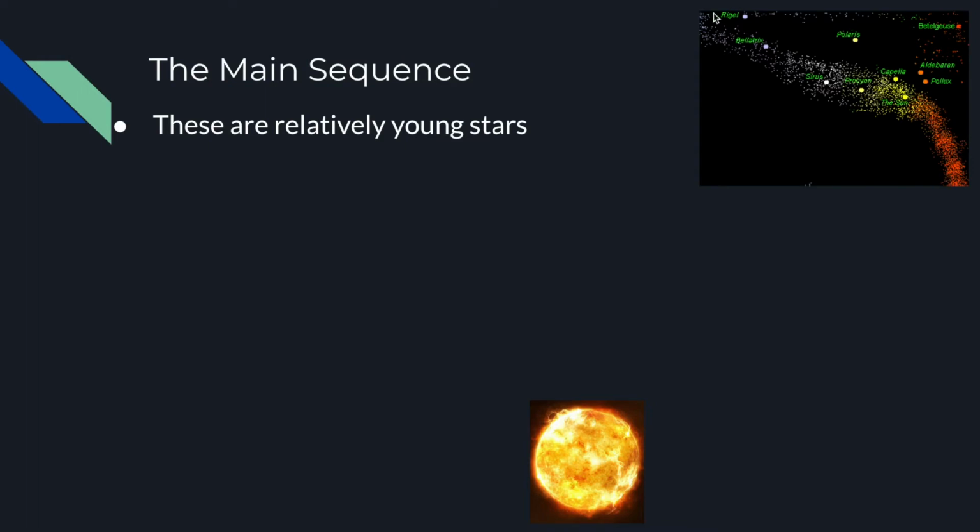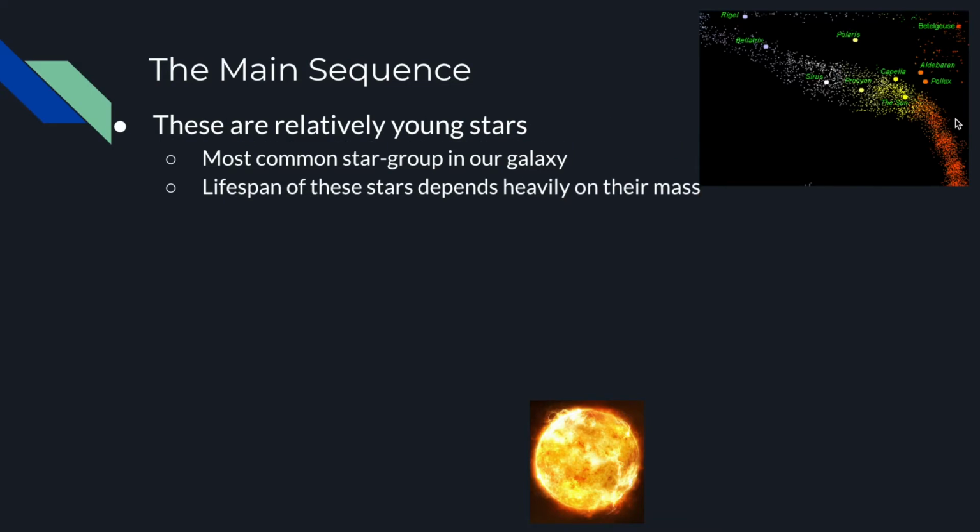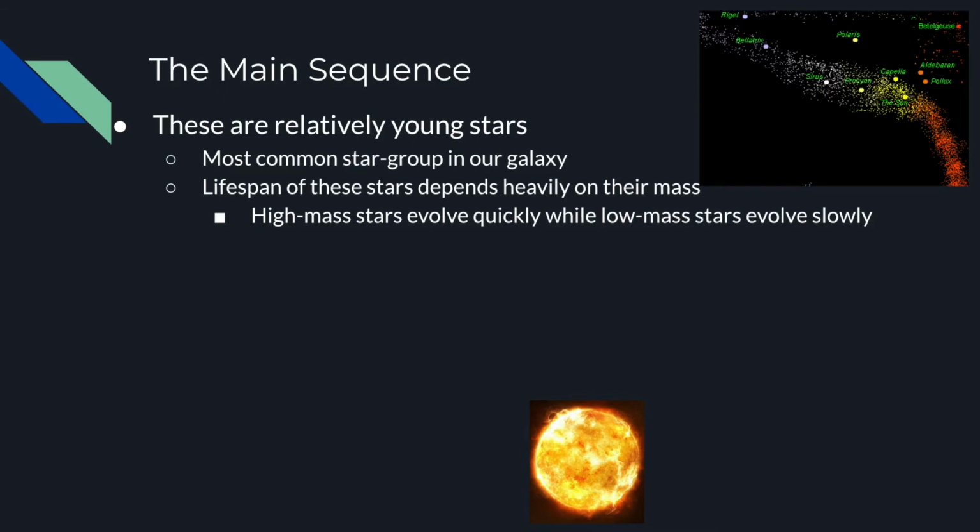Now these are relatively young stars. This is the first stage in what is generally considered stellar evolution. Now, because these stars are so young and our galaxy itself is fairly young as galaxies go, these are the most common star group in the Milky Way. The lifespan of these stars depends very heavily on their mass. Very heavy, very large stars will tend to evolve quickly out of the main sequence, while low-mass stars will evolve much more slowly.